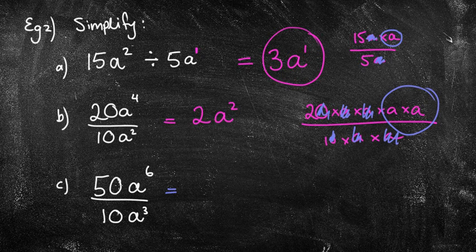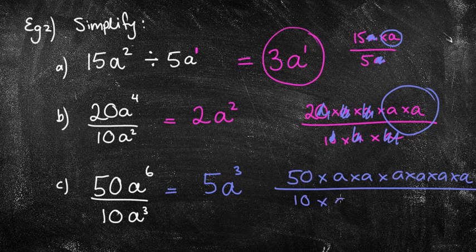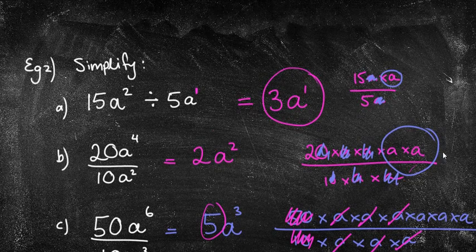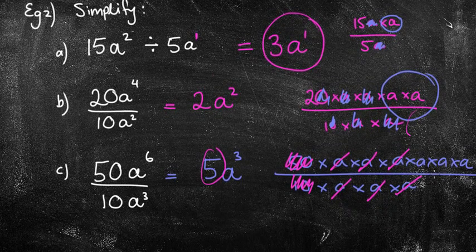The last one, 50 divided by 10, well, that equals 5, and I'm going to subtract the indices. 6 take away 3 is just 3. Again, if you want to do it the longer way, we've got 50 times 6 a's being multiplied together, all over 10 times 3 a's being multiplied together. So we've got 50 divided by 10 equals the 5, and then a on top, a on bottom, a on top, a on bottom, a on top, a on the bottom. I got, oops, 3 a's there, which I've got 3 a's being multiplied.